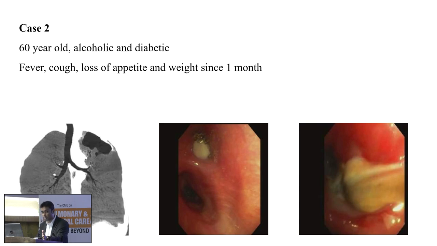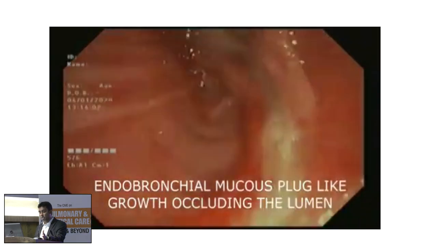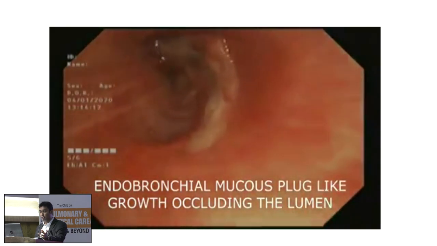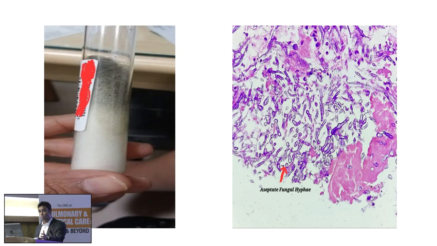You see a left upper lobe cavity, you go inside, you have a thick pus-like material. You take a biopsy, you try to aspirate, it's not coming out. So we took a biopsy of this pus-like material, which was a mucus plug-like thing. And what it turned out to be was a case of mucormycosis.